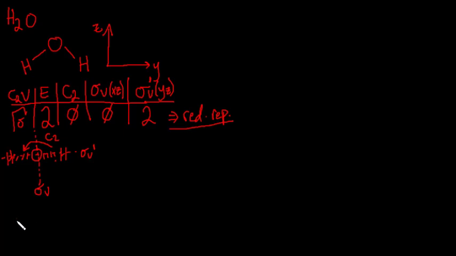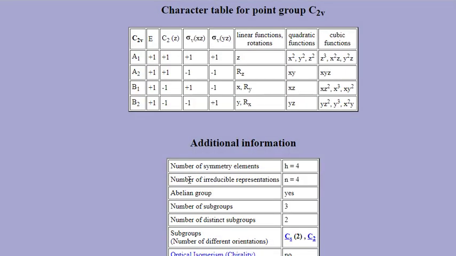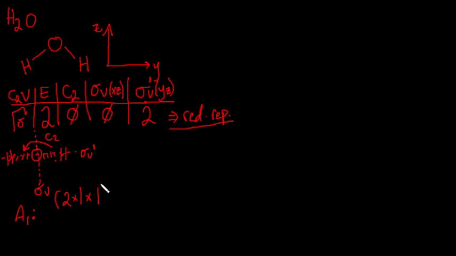So in the case of A1, the equation is as follows. So you would take the number in the representation, in this case 2 here, and you multiply that by the coefficient, which is 1 for E, and you would multiply that by the character that is in that table. So in this case here it's +1. And you would do that for all of these representations.